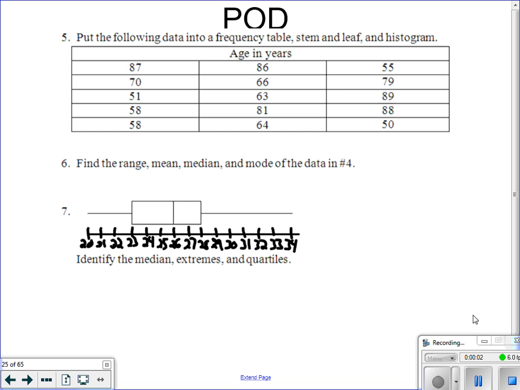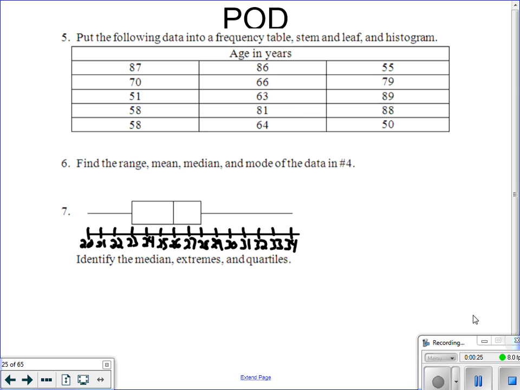All right, got a little problem of the day here to get you started. Just a reminder, probably the fastest way to get through this would be to do your stem and leaf plot first. That way it puts everything in order. It makes making the frequency table easier, which makes the histogram easier.